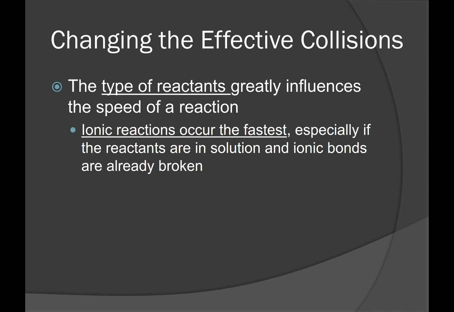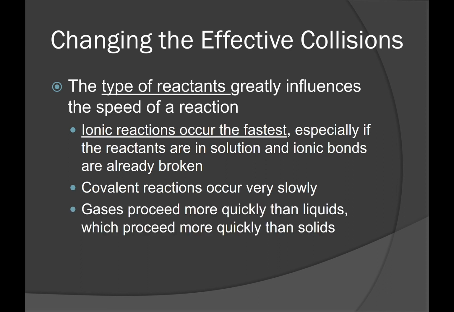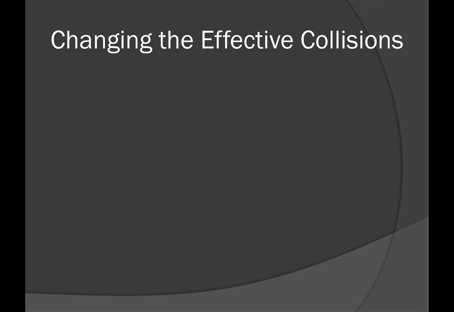The other way that we can affect the rate of the reaction is by changing the effect of collisions. Now, types of reactants are greatly going to influence the speed of the reaction. Ionic reactions tend to occur the fastest, especially if they are already in solution and ionic bonds are already broken by the solvent. Covalent reactions tend to occur pretty slowly, and gases will proceed more quickly than liquids, which proceed more quickly than solids. We have more space between molecules. We can therefore have more effective collisions as particles have more freedom to move around and more space in between.